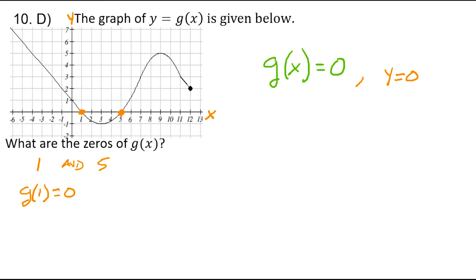And if I take g and plug in a 5 for x, then the output is going to be equal to 0. Okay, so that's how you determine the zeros of the function.